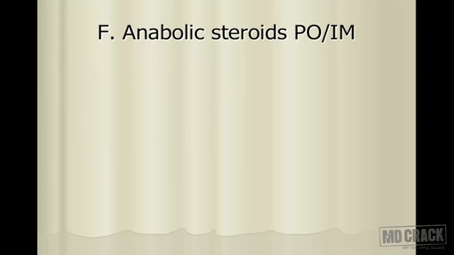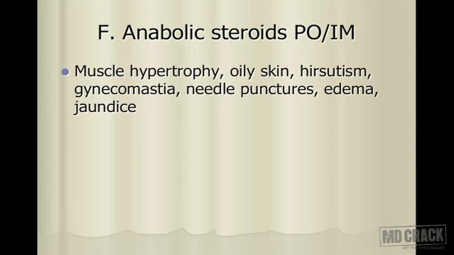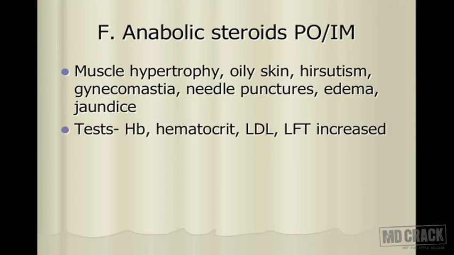The last group, that is F or number 6, is anabolic steroids, which are used by oral route or intramuscular route of administration. When a patient is using anabolic steroids over a pretty long period of time, you typically see some features in these patients. There is muscle hypertrophy, the skin becomes oily, and there is growth of hair, that's hirsutism, and gynecomastia. And if you examine the patient thoroughly, if this patient is using the drug by injection, obviously you will find needle puncture marks on the body, and this patient might present with edema or might present with jaundice.